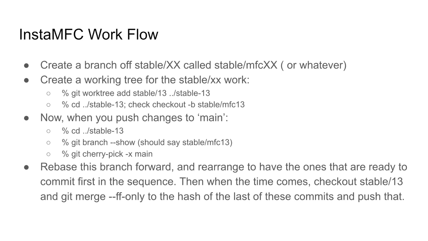And what that lets me do is I can check out stable 13, and then I can say git merge --ff-only, and then the hash of the last one of those. Since it's fast-forwardable at this point, it moves forward, and then I can push and then play the I-lost-the-race game, just like I talked about earlier in the talk. It's no different than any of the other scenarios where you lose the race to push.